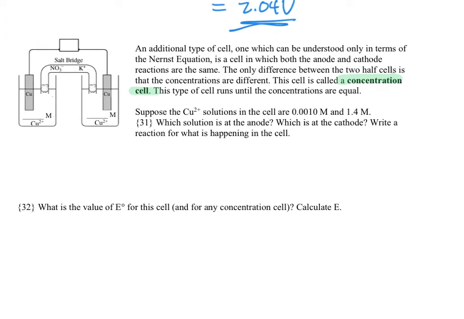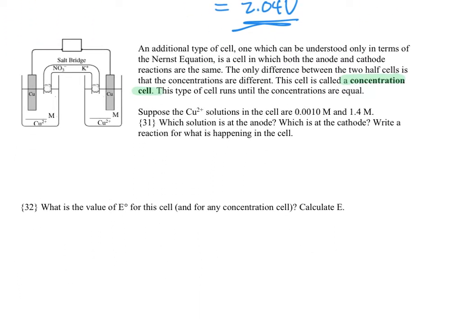So what we're going to do here is we're going to look at a concentration cell that is built using solutions of copper. So if we look over here, I have a copper electrode in a solution of copper 2, a copper electrode in a solution of copper 2. All right. The only difference I'm going to have here is one of the compartments will have a solution concentration of 0.001 molar copper 2. The other one will have a concentration of 1.4 molar copper 2.